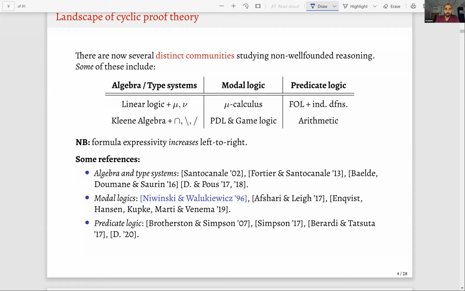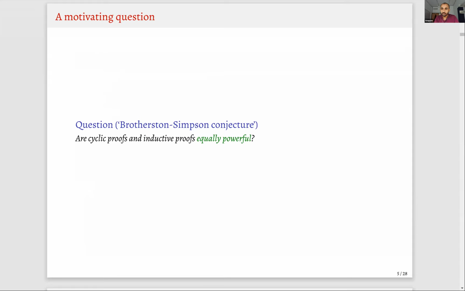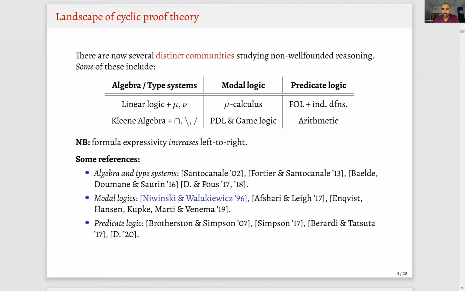And one thing that prevails in many of these distinct communities, many of these different subject matters, is the following question, which is sometimes colloquially referred to as the Brotherston-Simpson conjecture: are cyclic proofs and inductive proofs equally powerful? Now, when they wrote it, they meant a very precise thing. But the allusion to this conjecture is intentionally vague, because the way you interpret equally powerful, or the logics in question, give you a wide variety of ways to interpret this question.